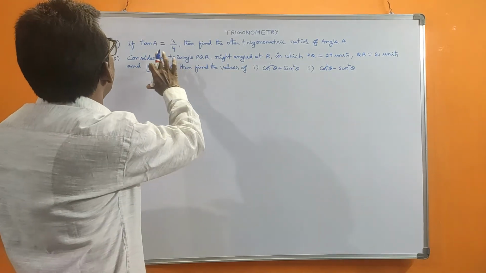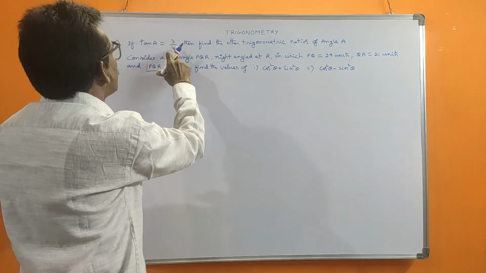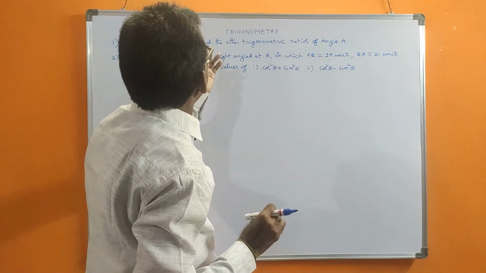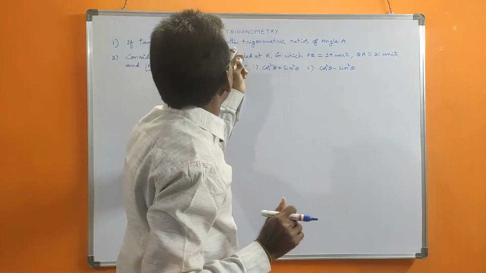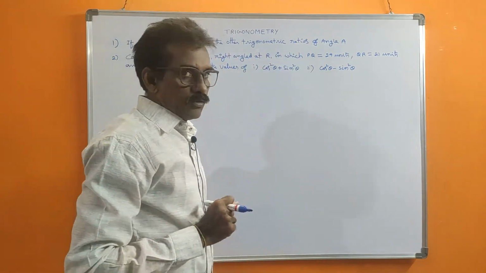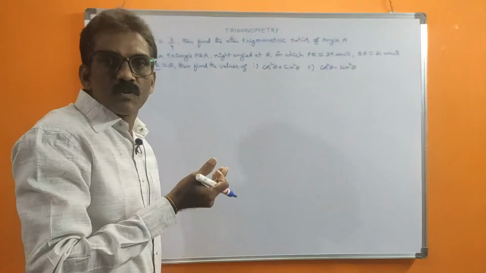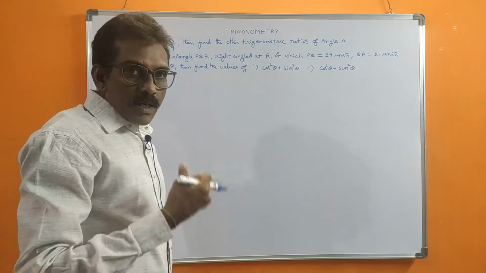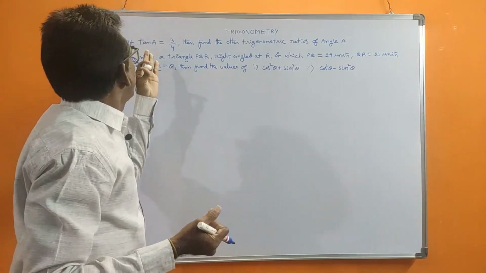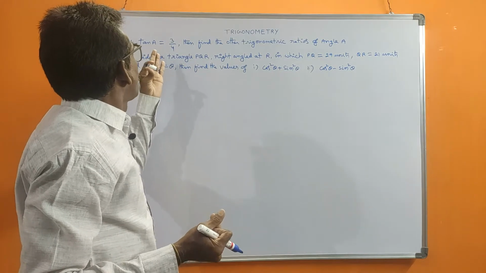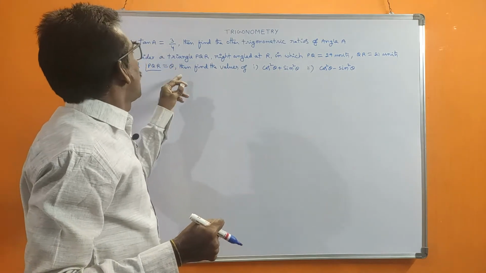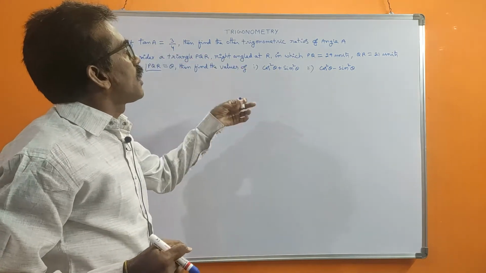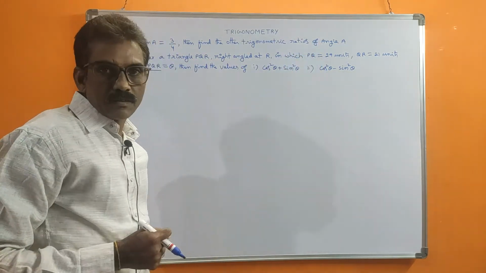See, in this problem, if tan A is equal to 3 by 4, that means the tan A value is given. Then he is asking to find the other trigonometric ratios. Trigonometric ratios means sin, cos, tan, cosecant, secant, cot. Tan is given, so the remaining, sin, cos, cosecant, secant, cot, those values are asked for the same angle A.